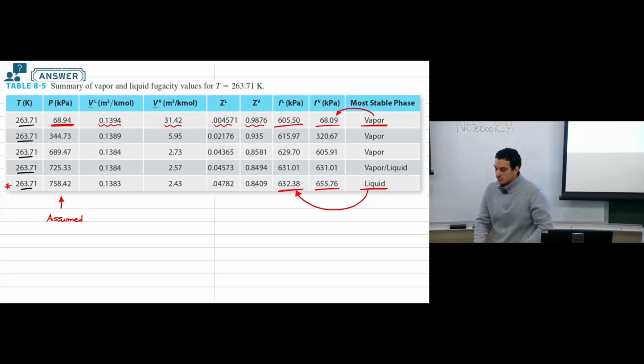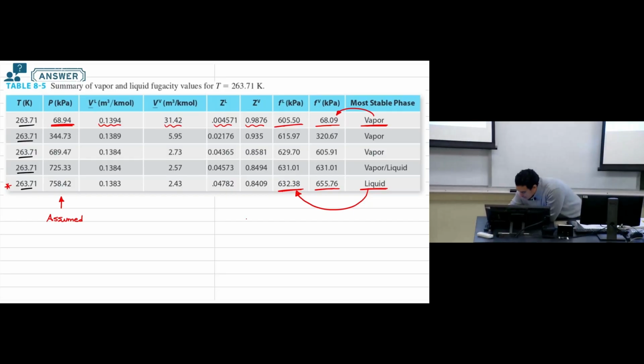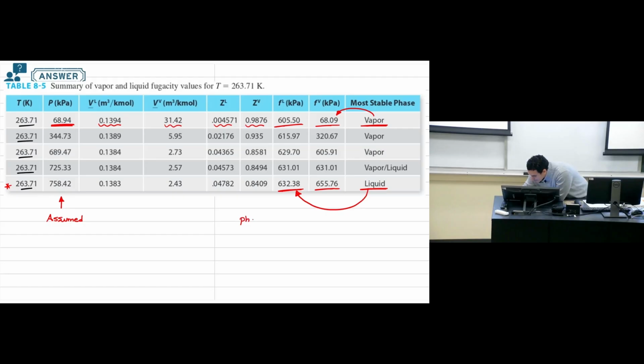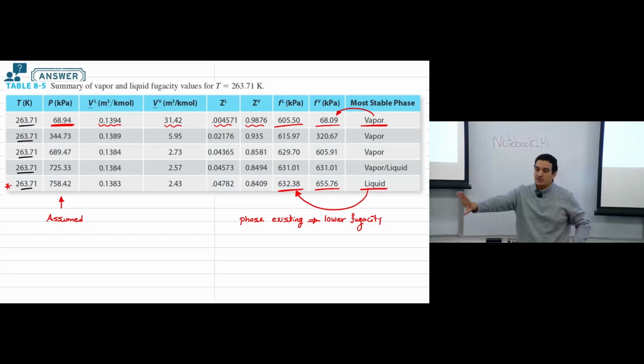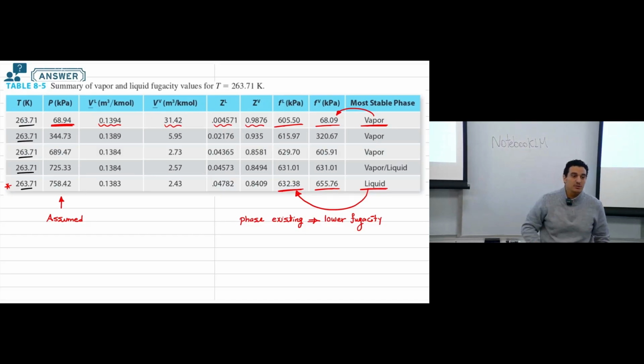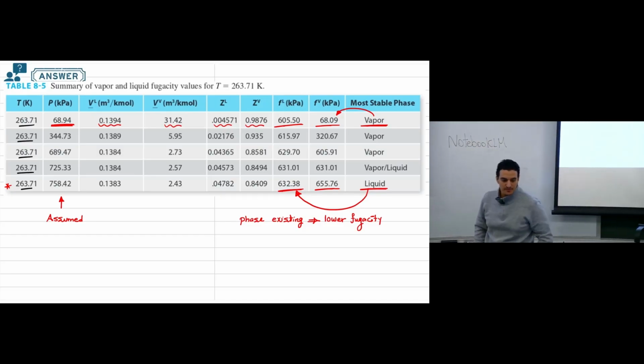Okay? So always the phase that exists is the phase with lower fugacity, because the process is moving from high fugacity to low fugacity. So this is the stable case, similar to molar Gibbs free energy.